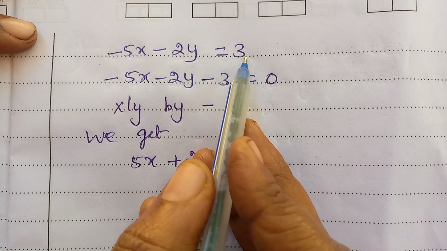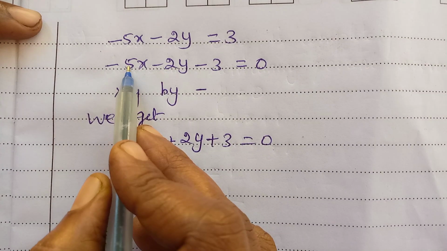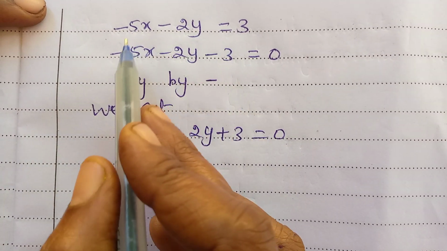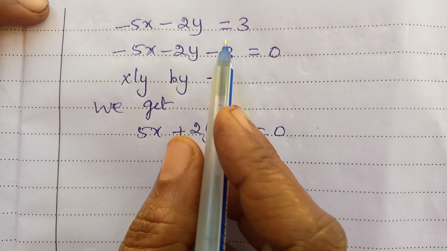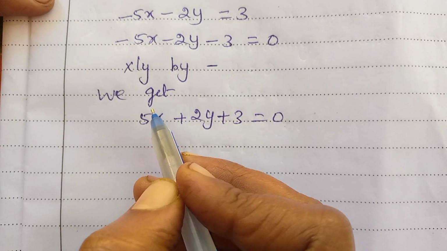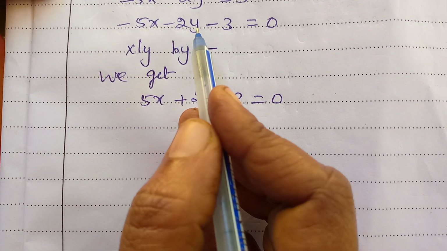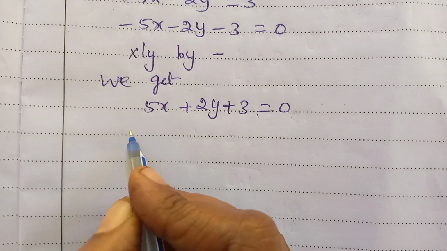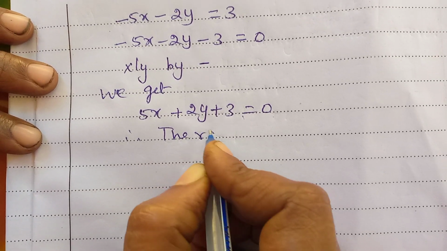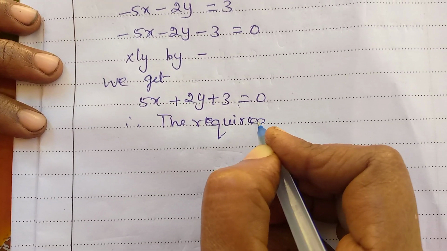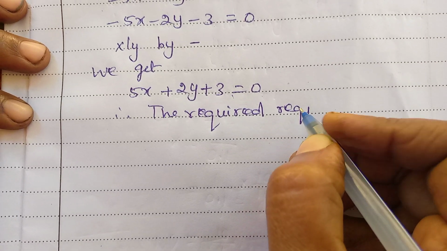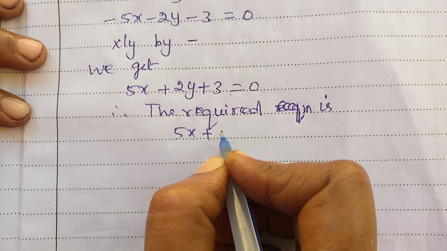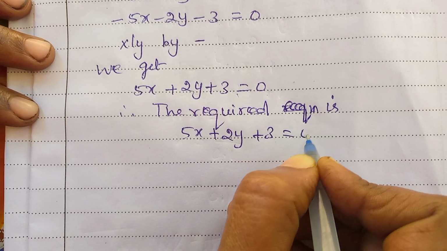Let us bring this constant term to this side. So minus 5x minus 2y minus 3 equal to 0. Throughout multiply by minus, to change this minus. We get 5x plus 2y plus 3 equal to 0. Therefore the required equation is 5x plus 2y plus 3 is equal to 0.